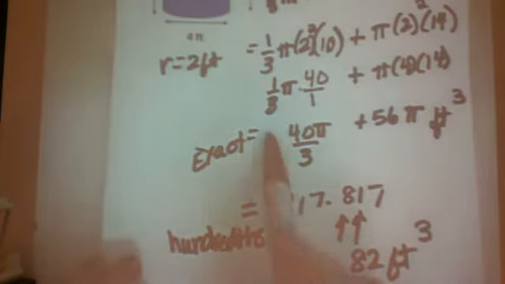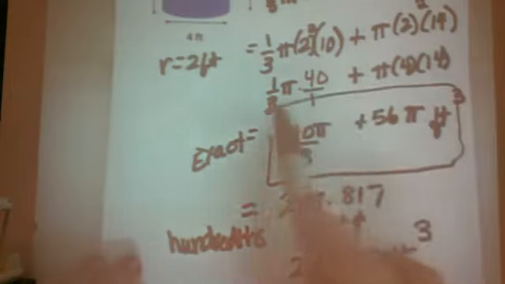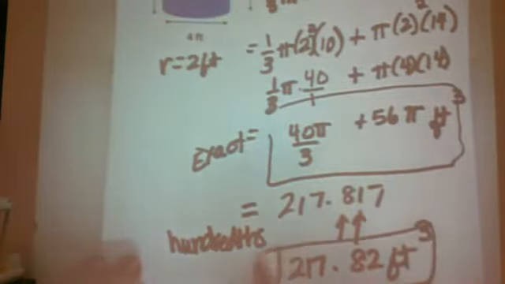So we have an exact answer, keeping all the pies, and then we have an approximate answer, which is much easier to go to Lowe's and say, I need about 217 cubic feet. Then you tell them, I need 40 pi over 3 plus 56 pi. They're going to look at you and kind of laugh, aren't they?